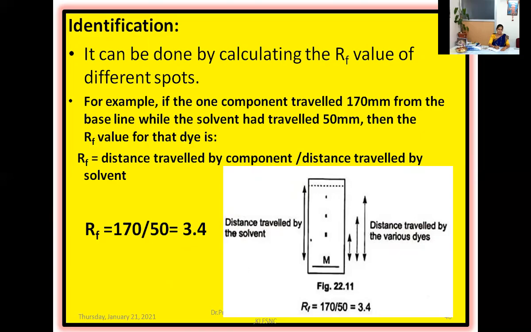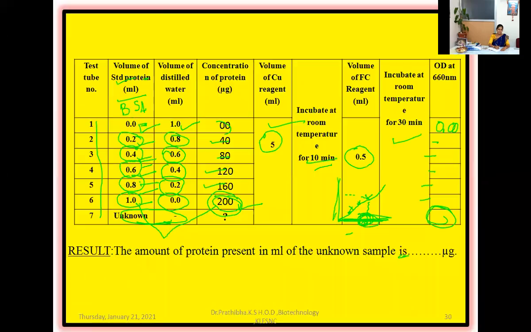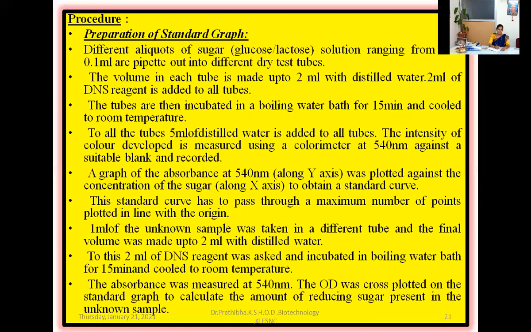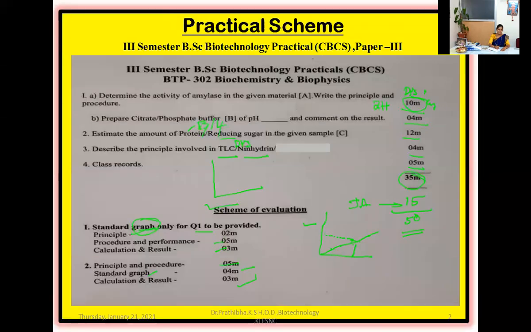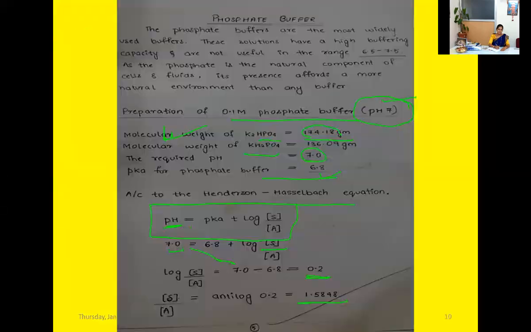From the beginning we went through question number one, that is, determine the activity of amylase in the given material A. You will write here the principle, procedure, and result. You are going to plot the graph. The procedure tabular column itself is the procedure. For question number one, the standard graph will be given. For question number two, you need to prepare the standard graph. For question number three, only write the principle. Procedure is not necessary in question number three. Hope I made myself clear to you.